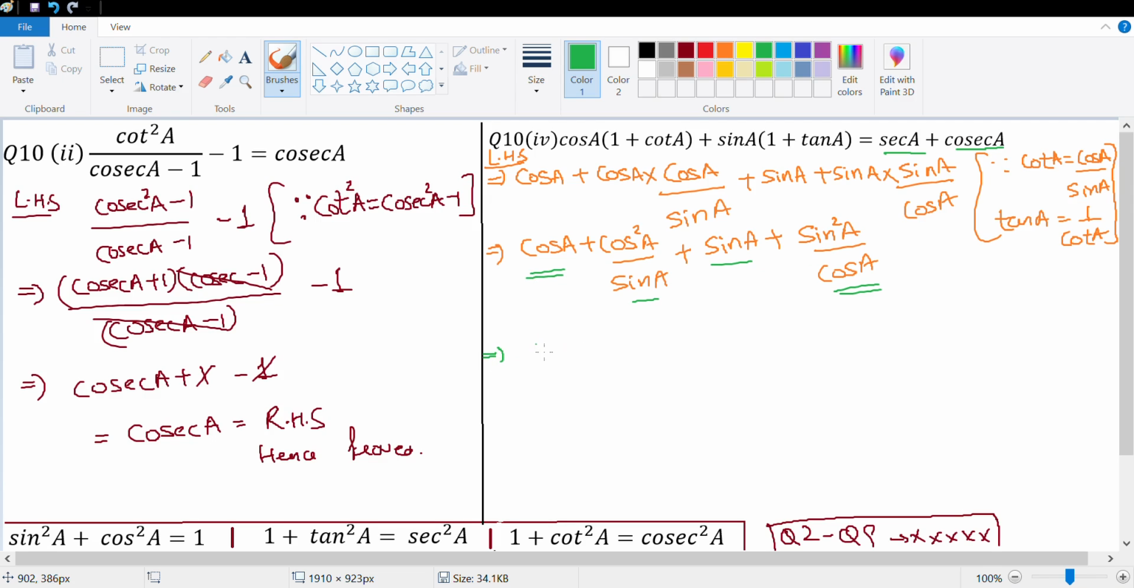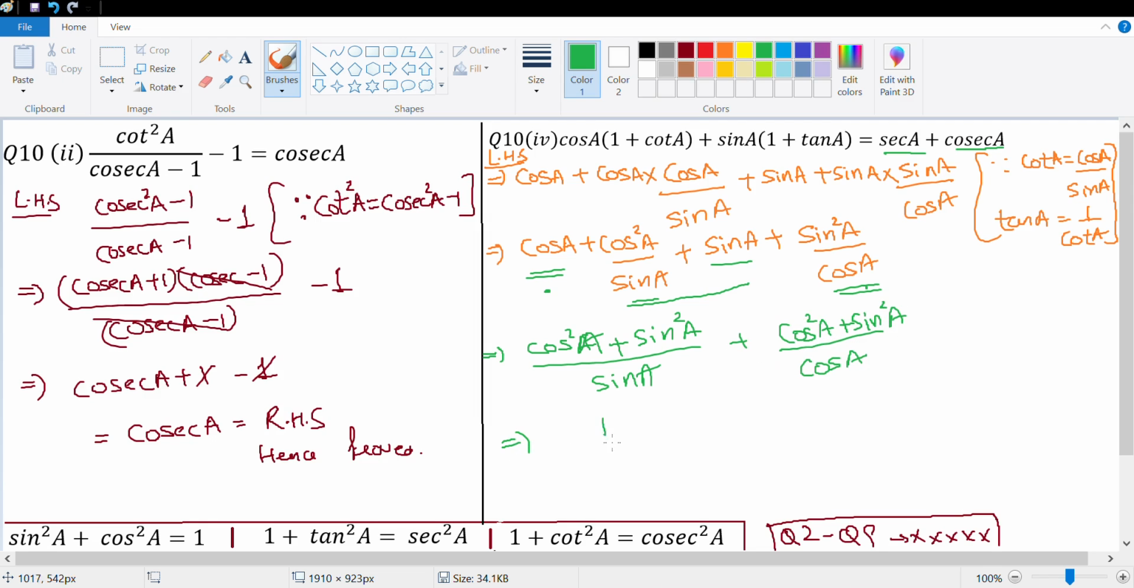So this is cos square a. I'm looking at these 2 terms first. So it will be cos square a plus sin a into sin a, that's sin square a, upon sin a. So I have taken these 2 terms. Now I am looking at this term and this term. The LCM would be cos a, and the first term becomes cos square a, and this remains sin square a. This becomes 1 upon sin a plus 1 upon cos a.